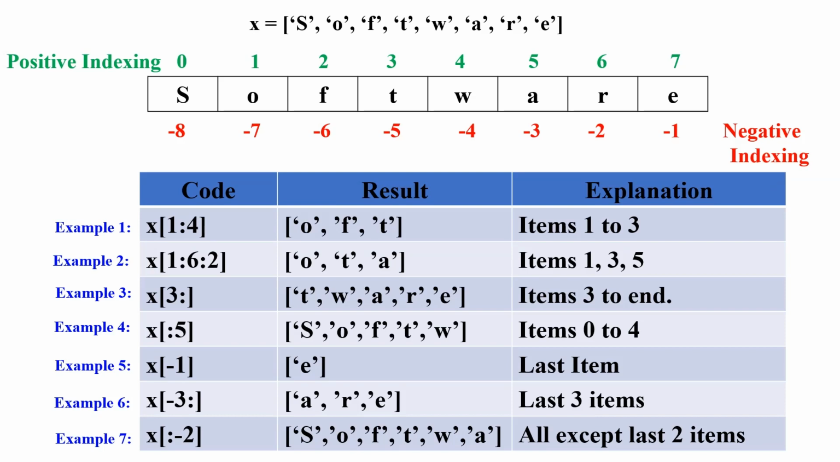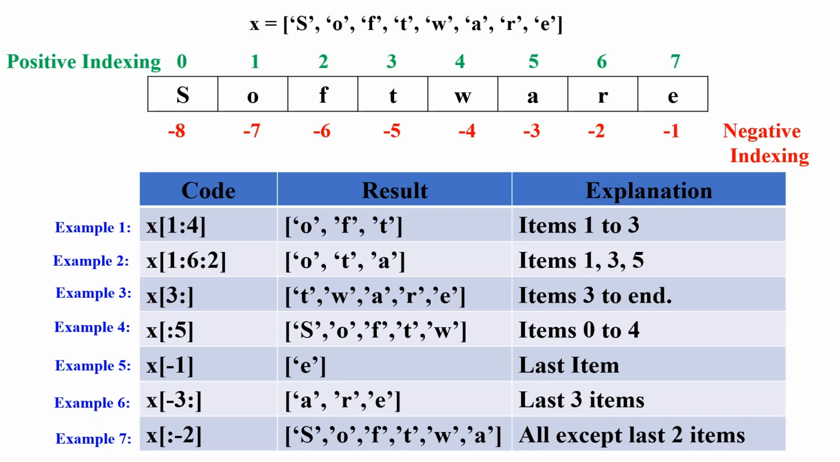Now, look at example 6. x[-3:]. Now look at the picture. Here, start value is -3, stop value is not given, so default value is the end of the string. Step value is not given, so default value is 1. So, it slices the last 3 items. Hence the output is ARE.